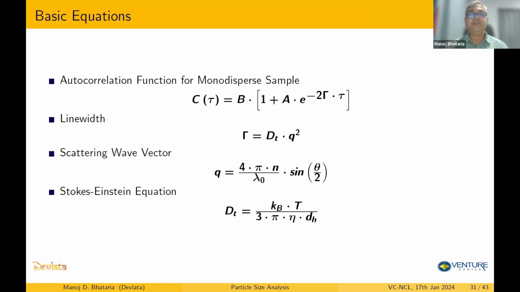So these are some of the basic equations. This is a generic form of an autocorrelation function of a monodispersed sample. Okay. And we have the line width and the scattering wave vector. Scattering wave vector is a constant. Theta is the angle at which you measure. n is the refractive index. And in the Stokes equation, Dt is your diffusion coefficient. kB is the Boltzmann constant. T is the temperature. Eta is the viscosity of the liquid. The unknown factor is Dh. That is what you measure.